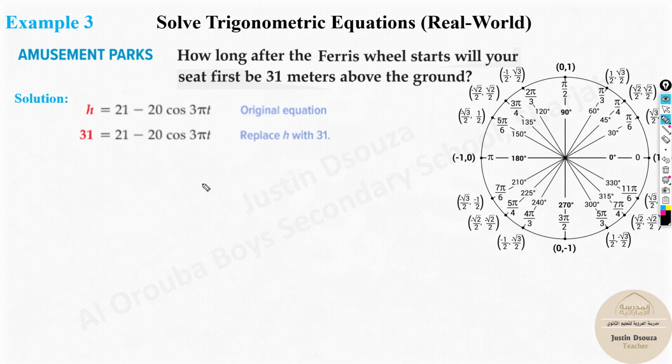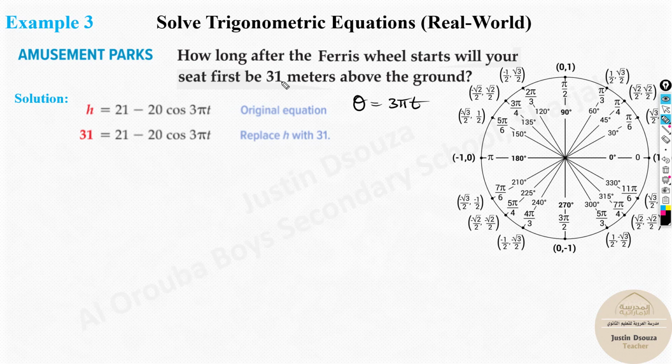Now here it is very important to write this as it is and understand that instead of cos theta we have 3 pi t. There are different methods to solve. The method I will use is considering this as theta. I will take theta equals 3 pi t, and now write this equation.